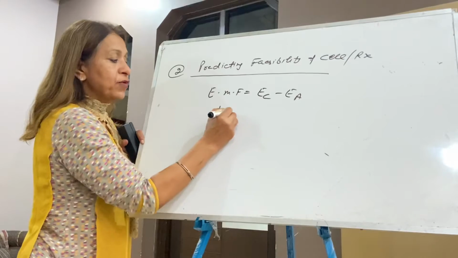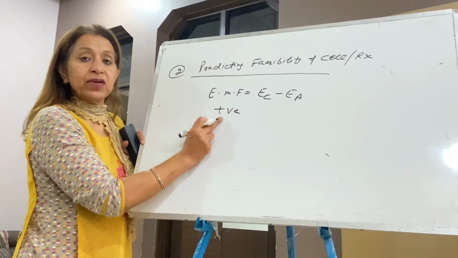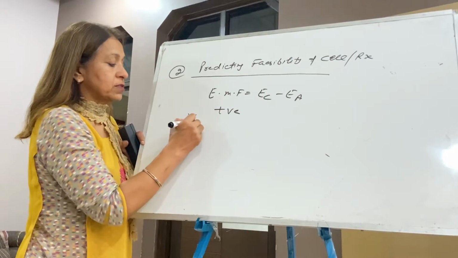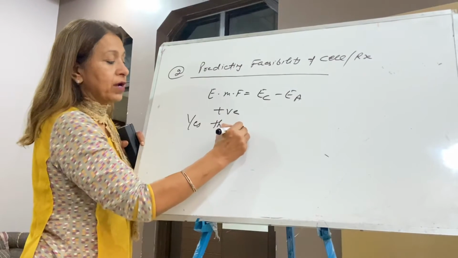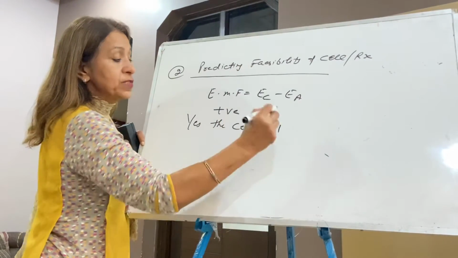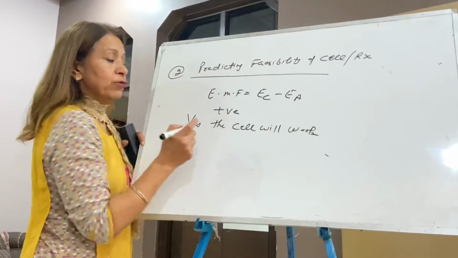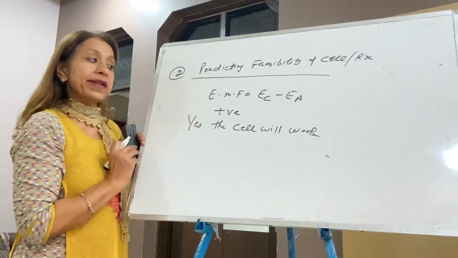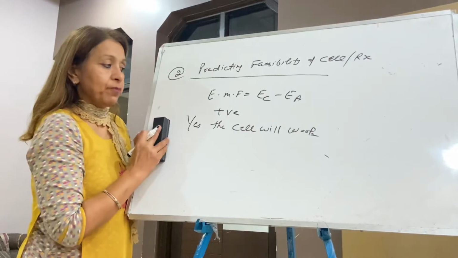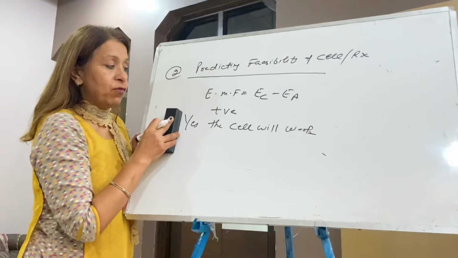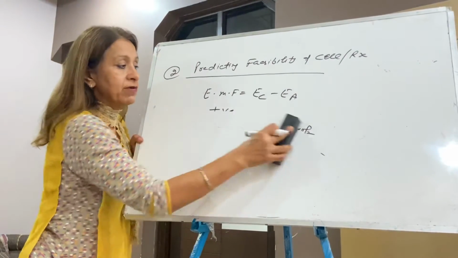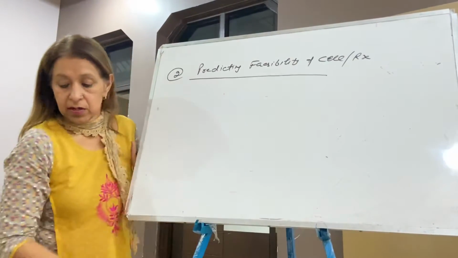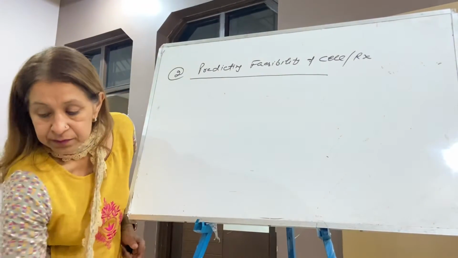If your EMF comes positive, you will say yes, the cell will work. The cell is feasible. If your EMF is negative, the cell will not work. Write down the numericals, same way. Just positive, the cell will work. If EMF comes negative, the cell will not work.